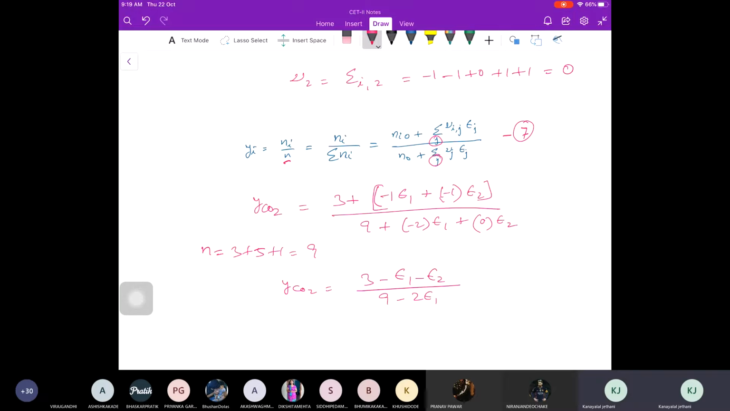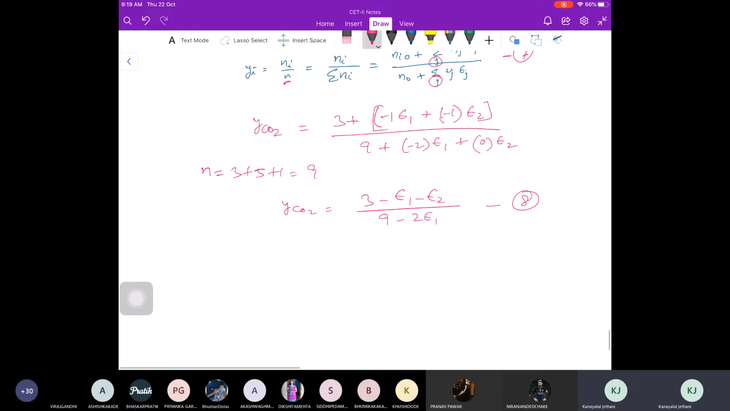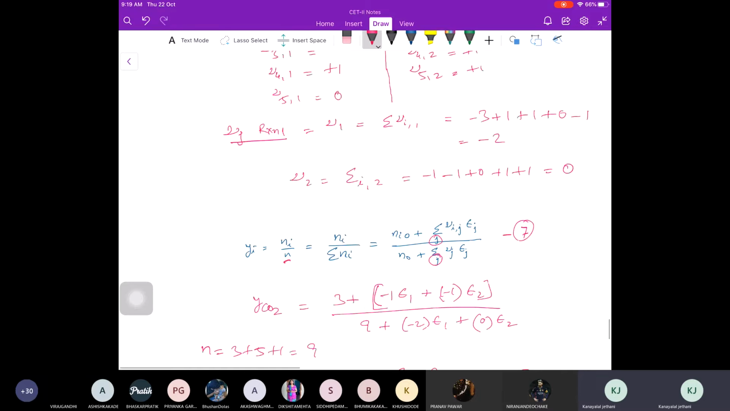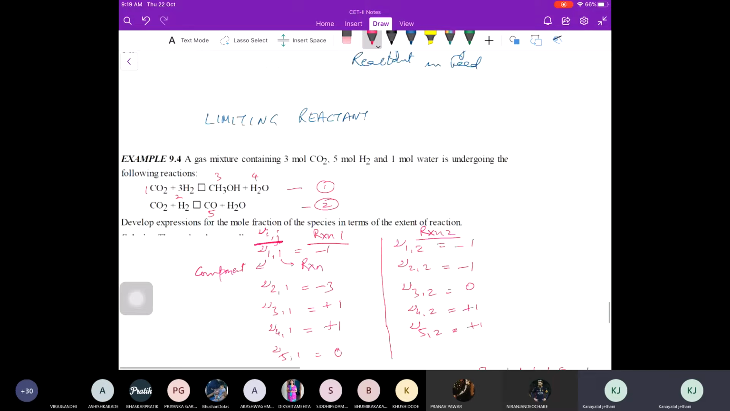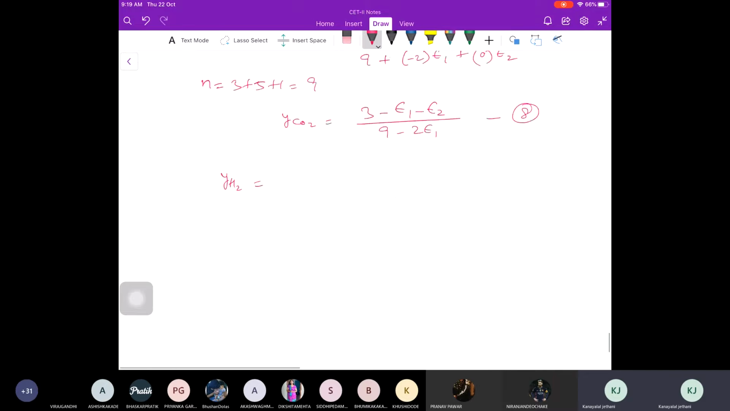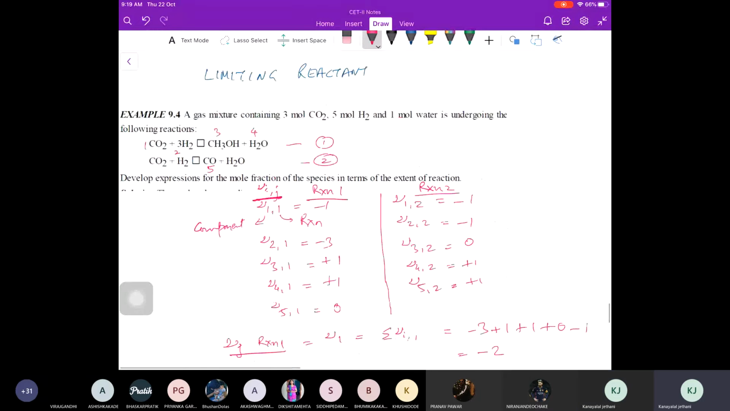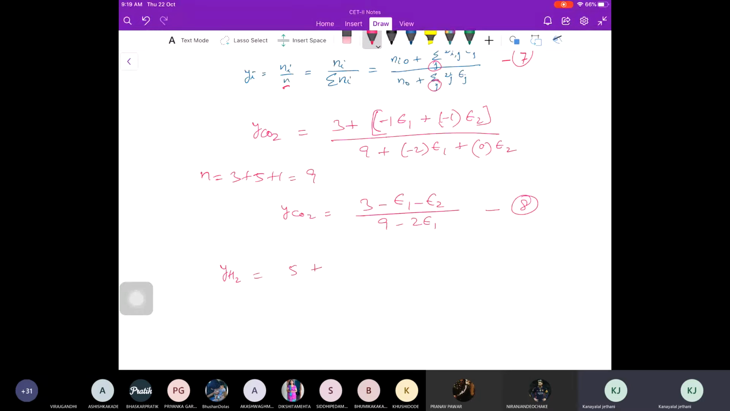Okay? Any questions, doubts on this equation? Did you understand how to do it? Okay, so now we need to do the same thing for all the other components. So what was our second component? y hydrogen. If you look at y hydrogen, how much is the initial moles of hydrogen? 5 moles plus.